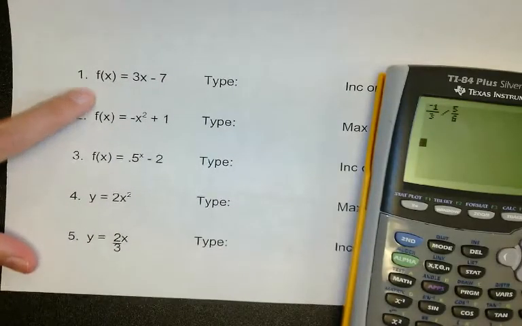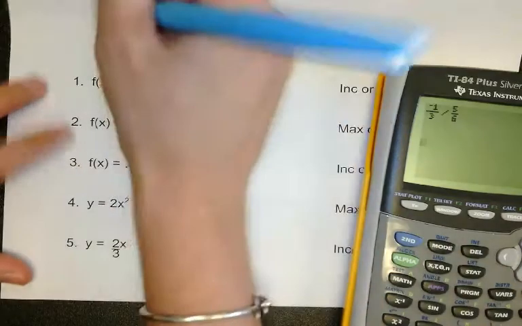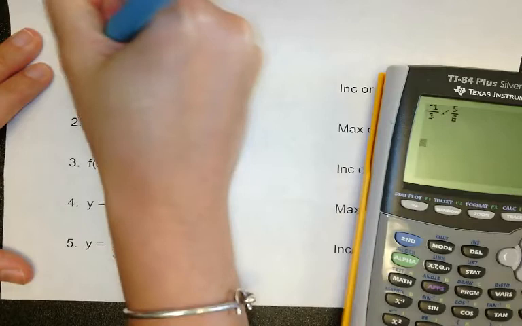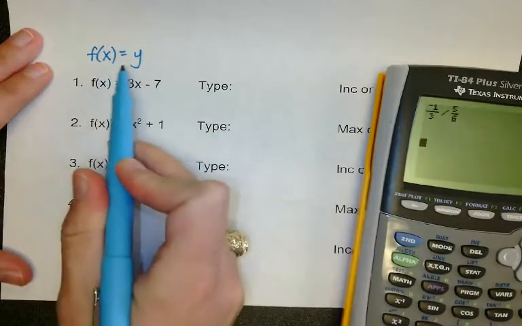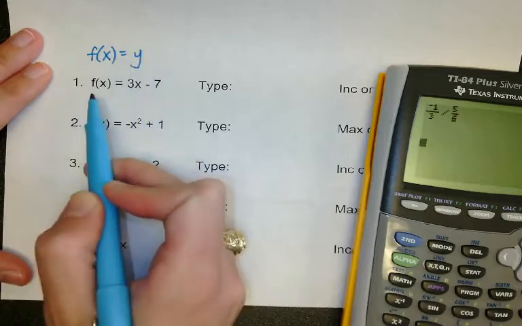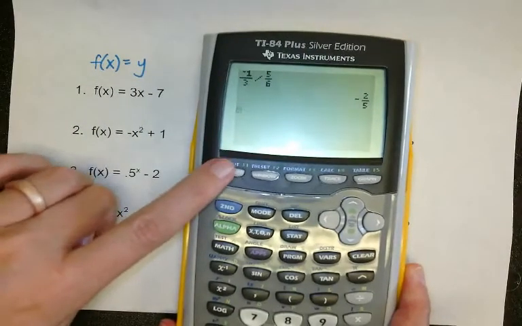So notice the first 3 all start with f of x. Hopefully you remember from last time we talked about how f of x is just a different notation, a different way to write y. So instead of f of x, we're still going to go to the y equals button in the calculator.